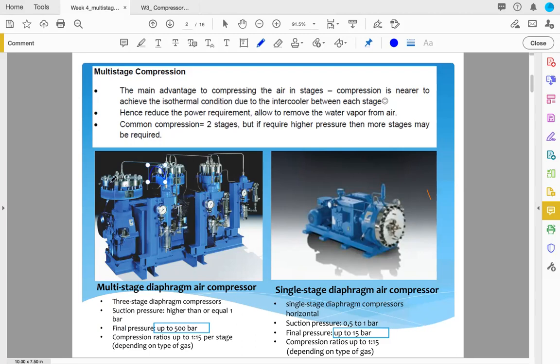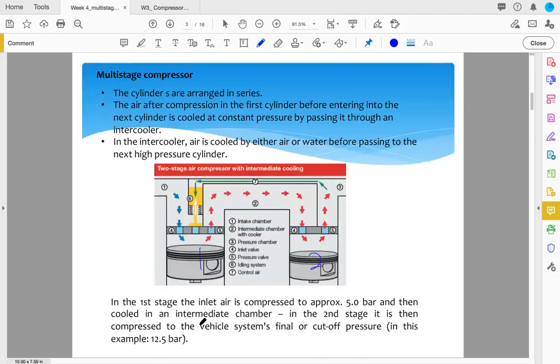If you look at the right hand side, it's a multi-stage diaphragm air compressor. This compressor is a 3-stage compressor. The second one is a single stage compressor. The single stage is only able to achieve 15 bar, whereas the 3 stages are able to reach up to 500 bar. Anyway, it still depends on what type of gas you are dealing with.